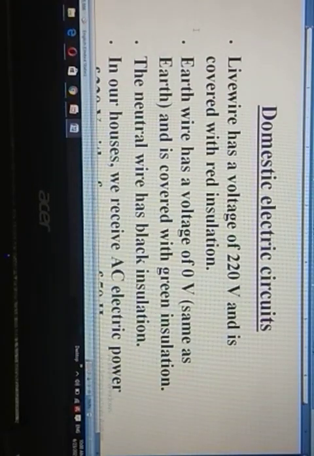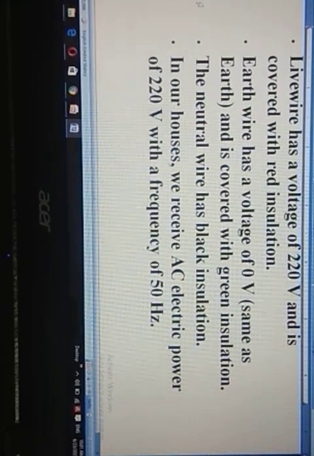In domestic electric circuits, the live wire has a voltage of 220 volt and is covered with a red insulation. The earth wire has a voltage of 0, same as the earth, and is covered with a green insulator. Likewise, the neutral wire has a black insulation. In our homes, we receive AC electrical power of 220 volt with a frequency of 50 Hz. It should be learned that we get 50 Hz frequency AC electrical power.